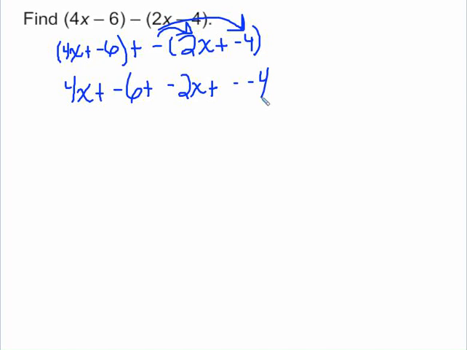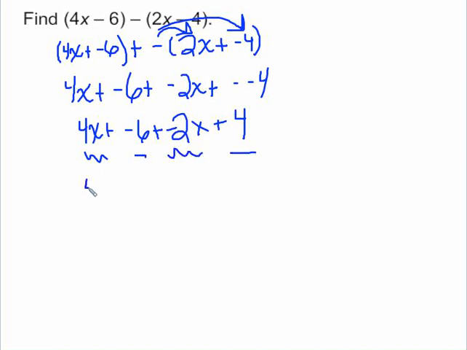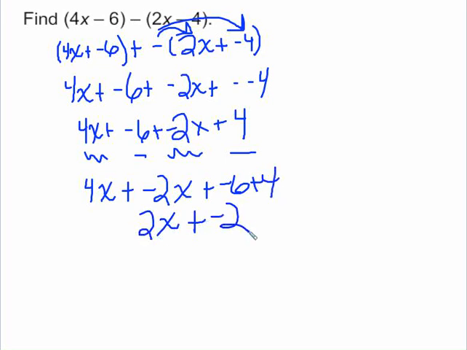So I know that when I go to rewrite this, that's going to be 4x plus negative 6 plus negative 2x plus, well, that negative is going to cancel out, so I'm just going to have 4. So now when I go to regroup, I know that 4x is like negative 2x, and I know that negative 6 is like 4. So I'm going to have 4x plus negative 2x plus negative 6 plus 4, which simplifies to 2x plus negative 2, or just 2x minus 2.